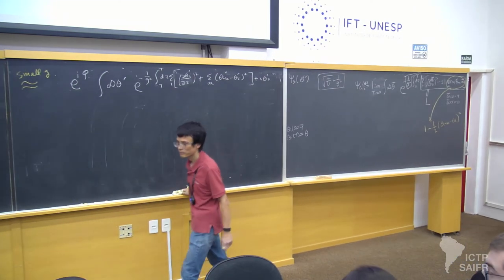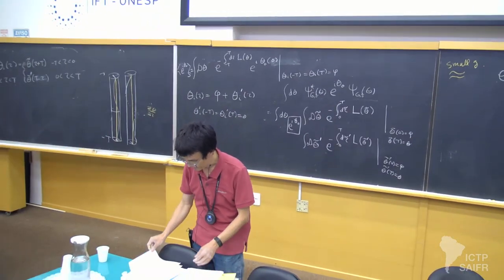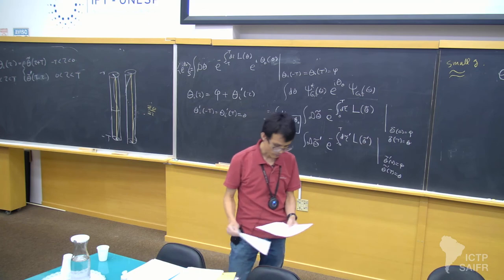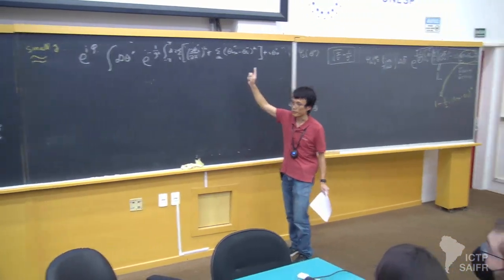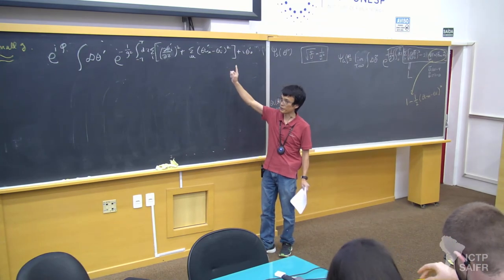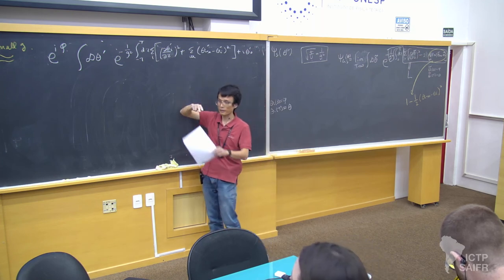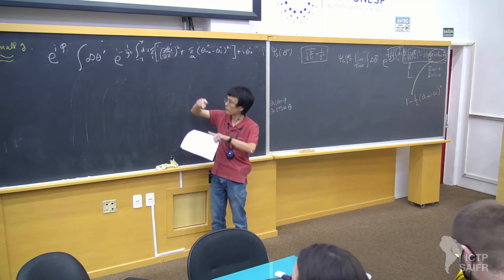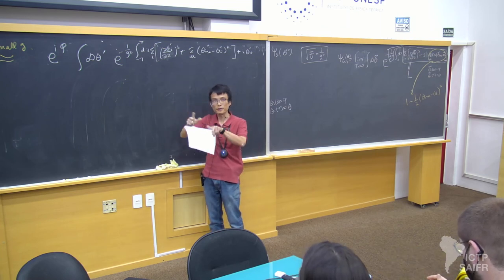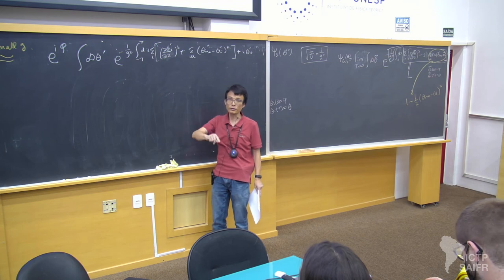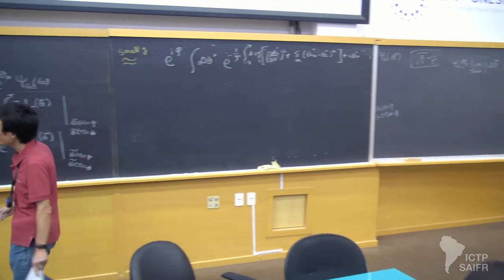So I have to speed up. But in this representation, it's not so easy to compute this directly, because different sites are coupled with each other, and angles at different time slices are coupled through this derivative term. So in order to decouple different modes, it's useful to go into Fourier space.